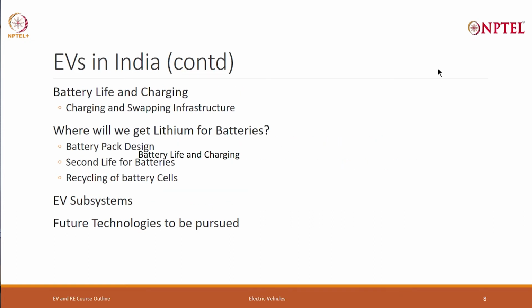We will then talk about a very important issue. Now, in a petrol vehicle, there is a petrol tank whose life is very long. Even if other subsystems of a petrol vehicle start deteriorating, by and large, nothing happens to the fuel tank. Not so with the battery. The battery, which is a container of electricity equivalent to a petrol tank, has a limited life. We will talk about battery life and charging and swapping infrastructure.